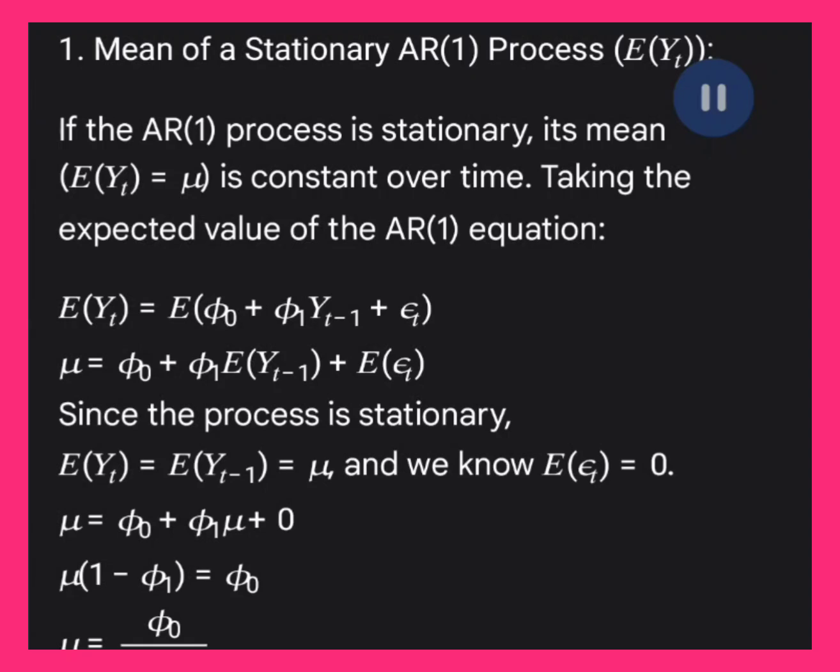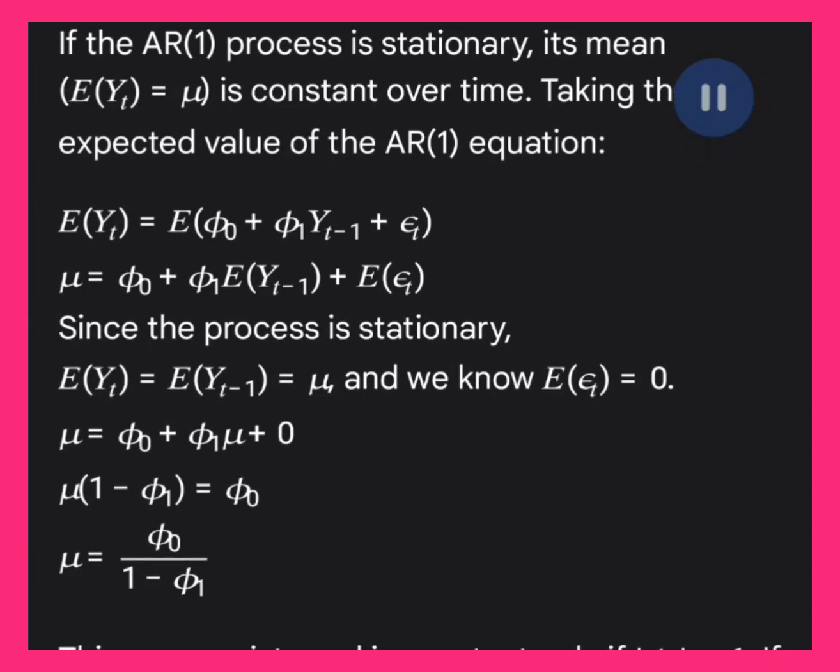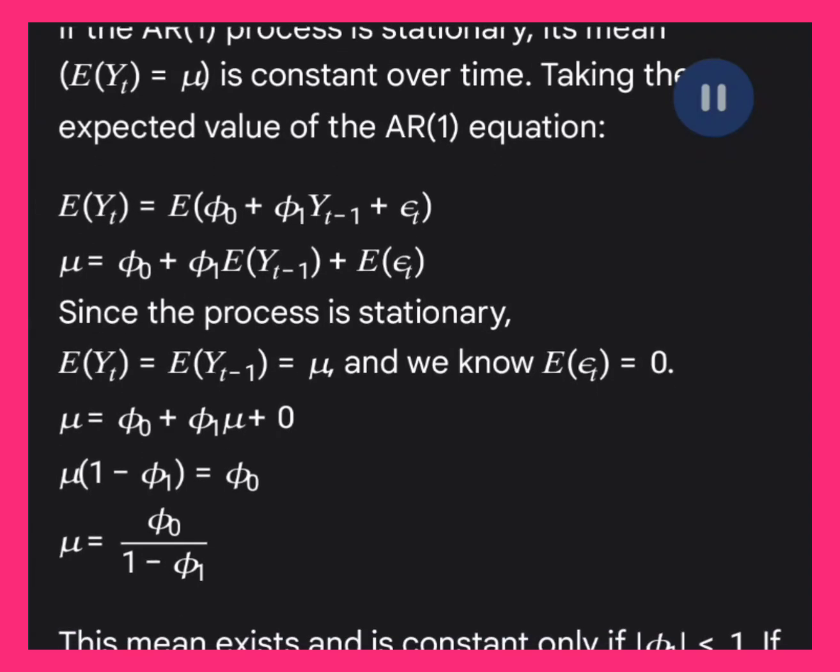Since the process is stationary, E[y_t] = E[y_{t-1}] = μ, and we know E[ε_t] = 0. So μ = φ_0 + φ_1 μ + 0, which gives μ(1 − φ_1) = φ_0, so μ = φ_0 / (1 − φ_1).